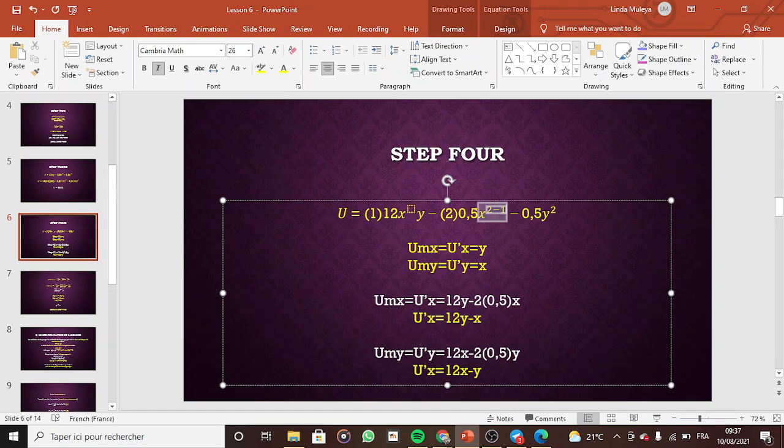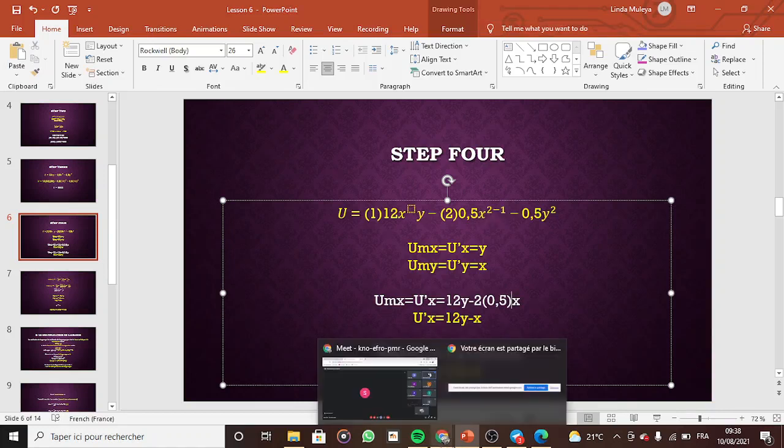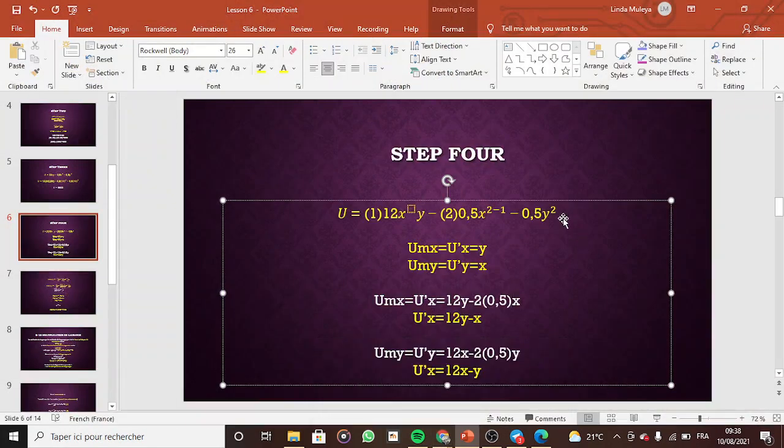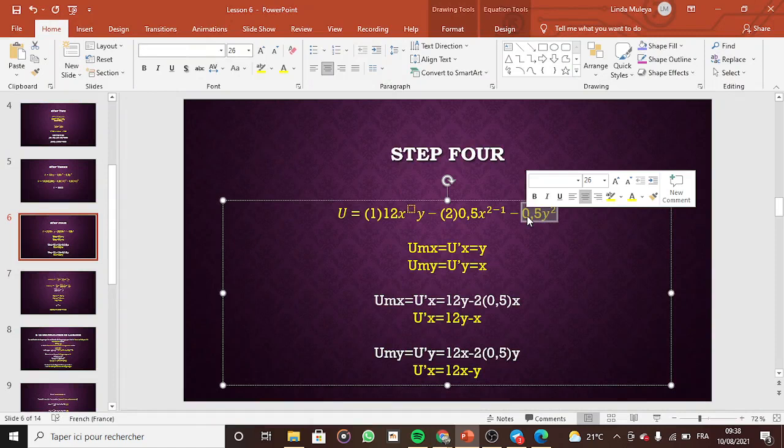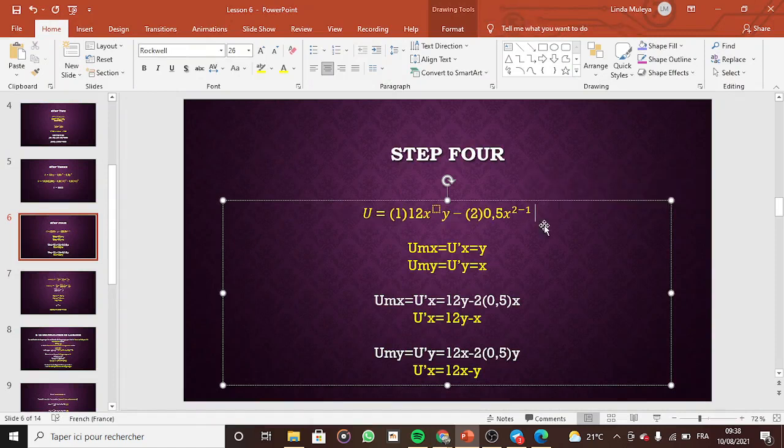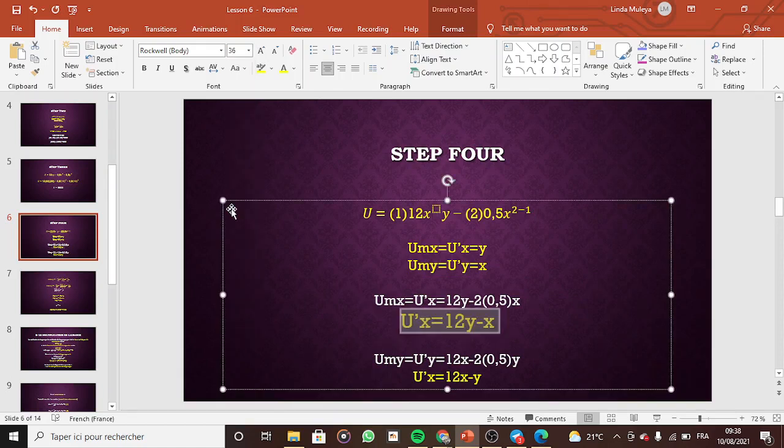Then you do away with the last one. It's more like a constant. I don't know how I can explain it, because we are only concerned with the x. So it will be total utility is equal to 12y minus x. Utility prime x is equal to 12y minus x. That's how they got to that equation you see there.